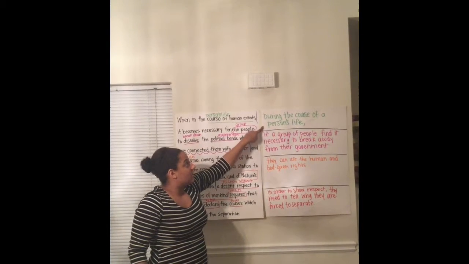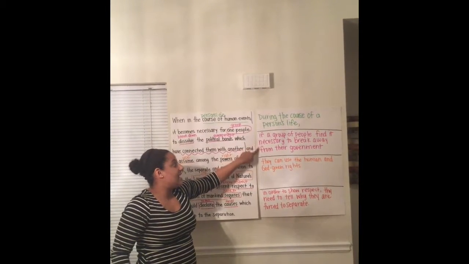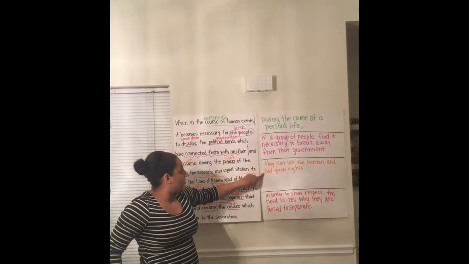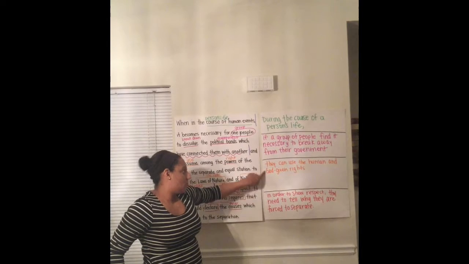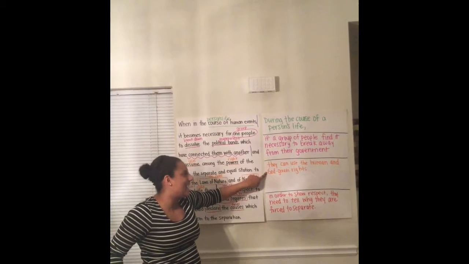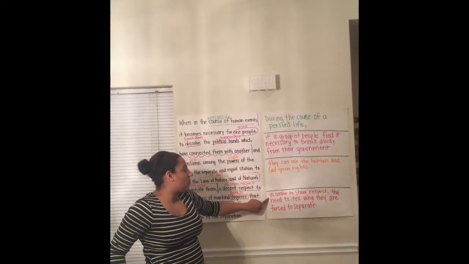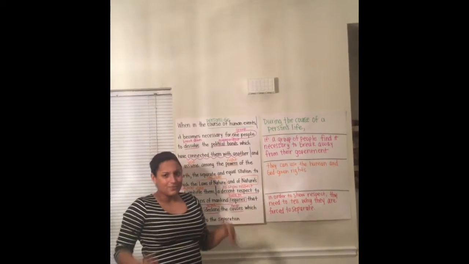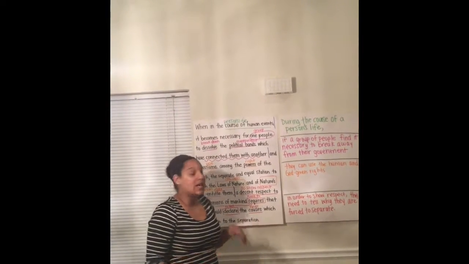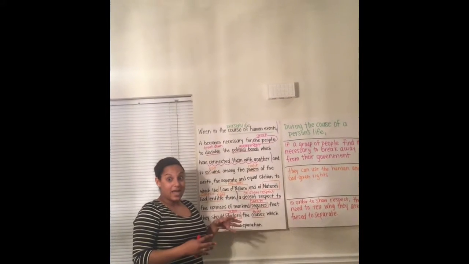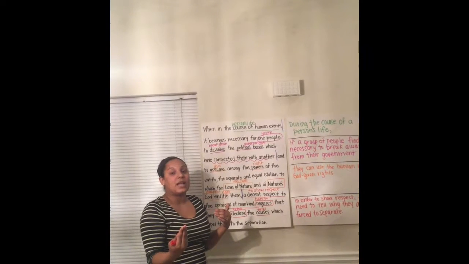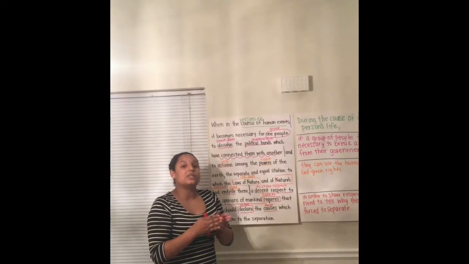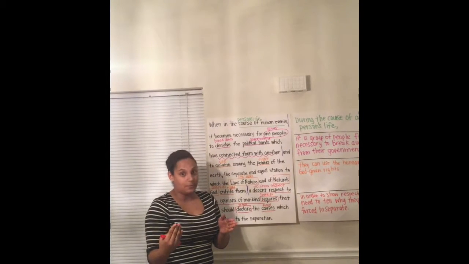During the course of a person's life, if a group of people find it necessary to break away from their government, they can use the human and God-given rights. In order to show respect, they need to tell why they are forced to separate. So that's kind of breaking it down for me, telling me that these people have a right to break away from their government because it's their right. But in order to do that and to show respect, they have to tell why they're breaking away from that government.